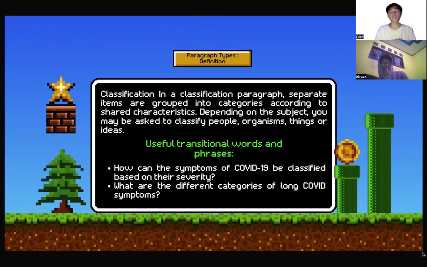Next, we're going to discuss paragraph types. Classification: in a classification paragraph, we separate items into categories according to shared characteristics. Depending on the subject, we may be asked to classify people, organisms, things, or ideas. In this example paragraph, we can ask how symptoms of COVID-19 can be classified based on their severity, or what the different categories of COVID symptoms are.